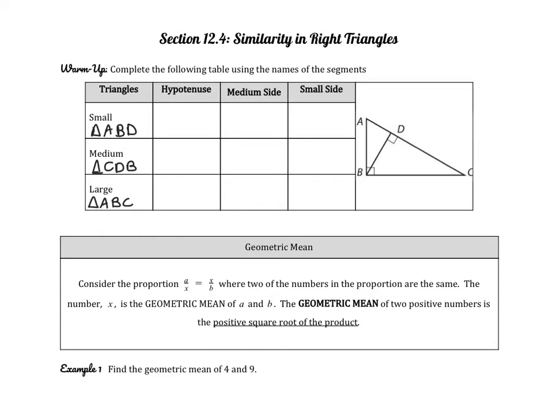So it's really important that you know how to look at a right triangle and determine where the hypotenuse is. And that can be done by simply looking across from your 90-degree angle. So here, our 90-degree angle is right here. If you look across, that means our hypotenuse is AB. The medium side of this triangle would be BD, and the small side is AD.